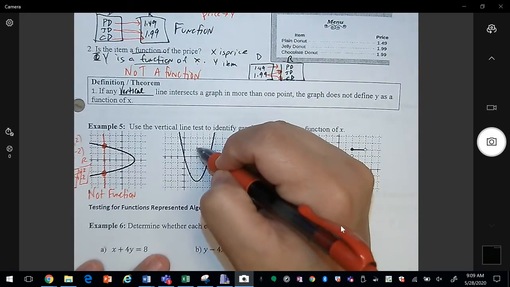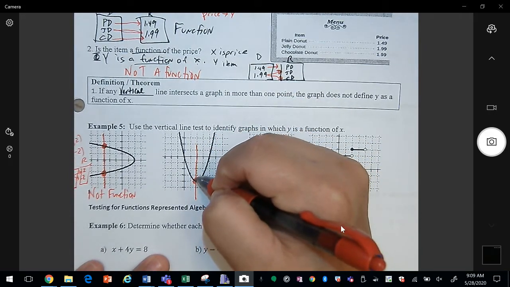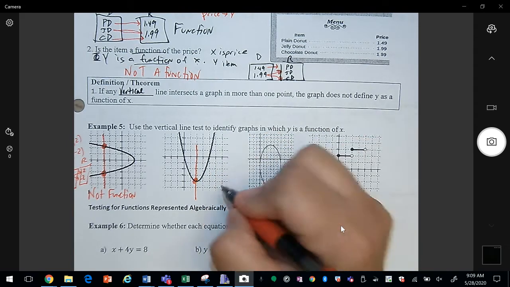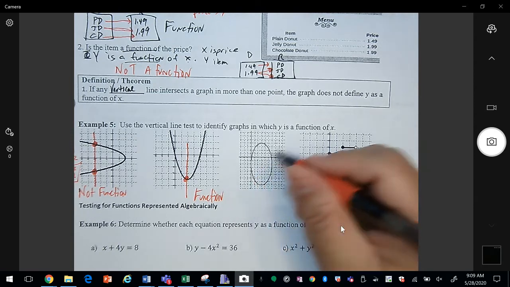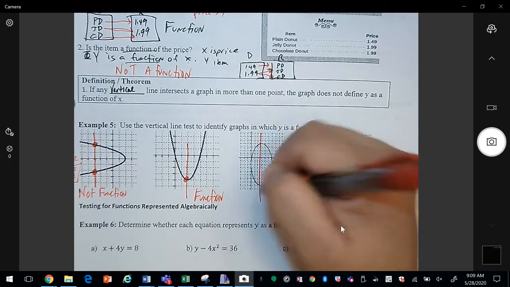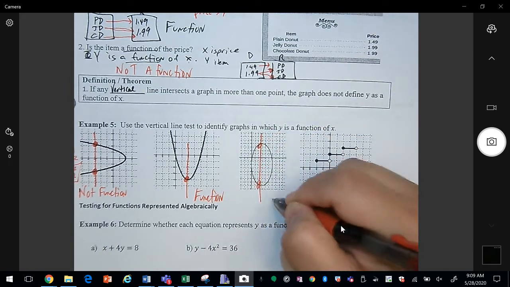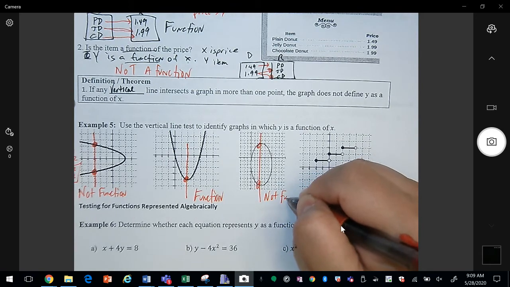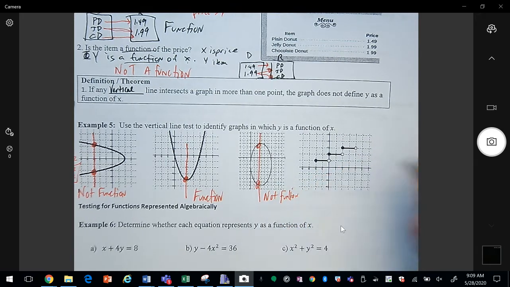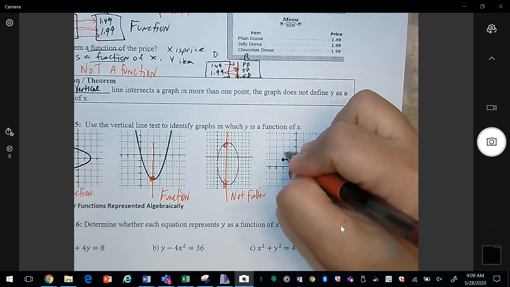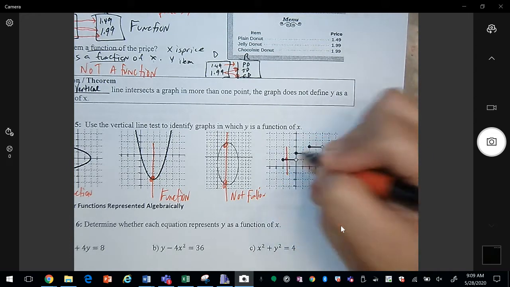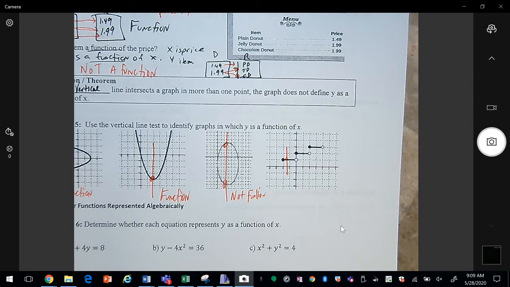So number 2, if I draw a vertical line here, notice it only crosses in one place. So that's going to be a function. And then in the next one, if you draw a line, it crosses in two different places. So that's not a function. And then the last one here, if I draw a vertical line here, notice it only crosses in one place.